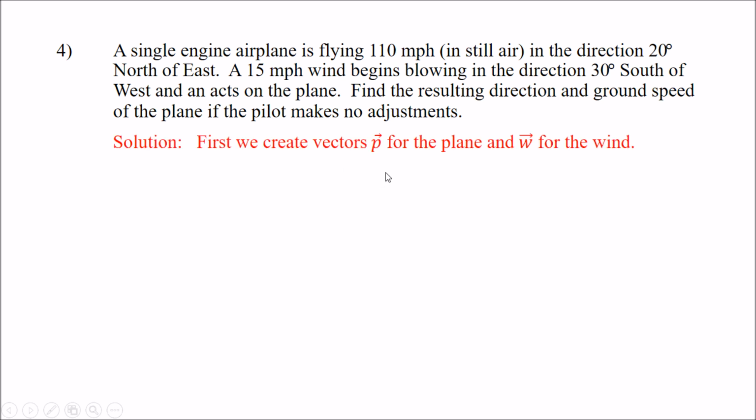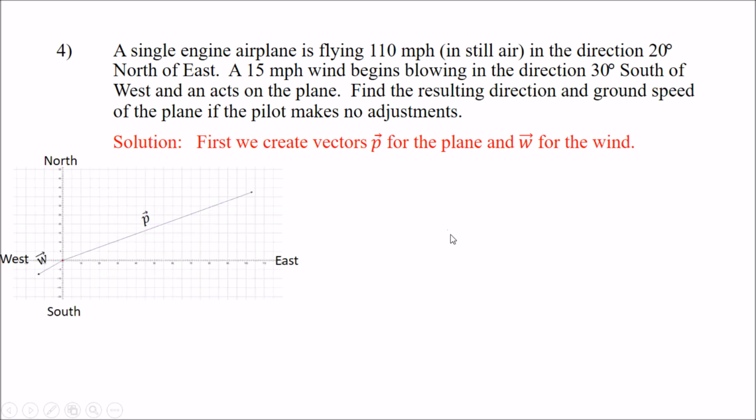Well, first we'll create vectors p for the plane and w for the wind. Here I am drawing them out. Now, vector p has greater magnitude since it's 110 miles per hour, that's its magnitude, in the direction 20 degrees north of east. So I found east, and I rotated 20 degrees to the north. Vector w, the wind, is 30 degrees south of west. So I found west, and I rotated 30 degrees towards the south, and there's vector w.